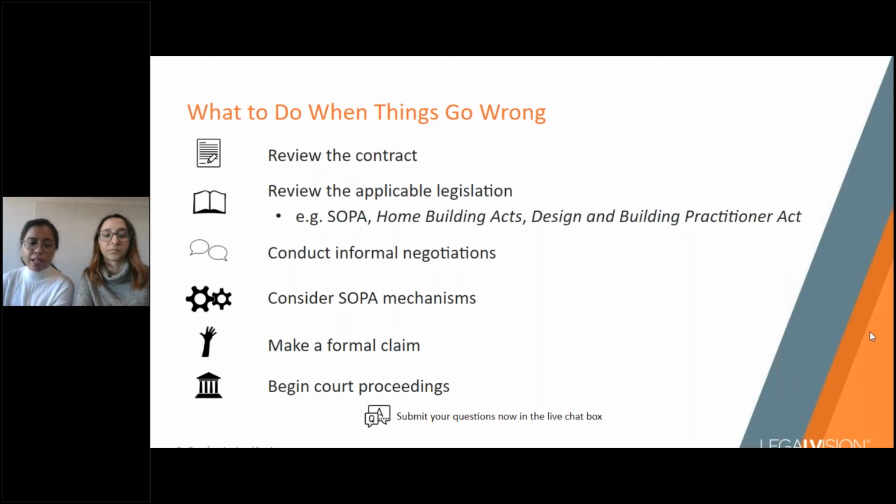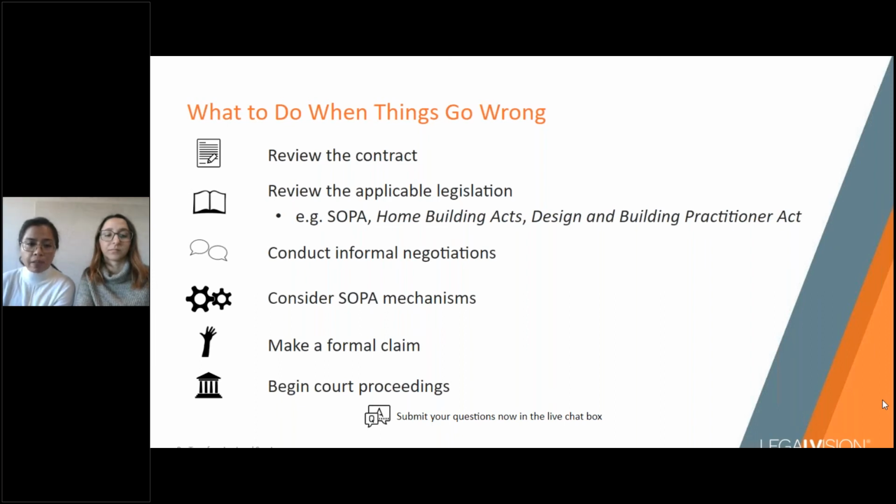However, if a dispute cannot be resolved informally, then you can think about taking a more formal approach. If your dispute relates to a payment of a progress claim, then you can investigate to see if the SOPA mechanisms are available to you. For example, if you've issued a payment claim and the other side has responded with a payment schedule that allows for an amount less than the amount you've claimed for, then you could consider making an adjudication application for a relatively quick determination of your claim.